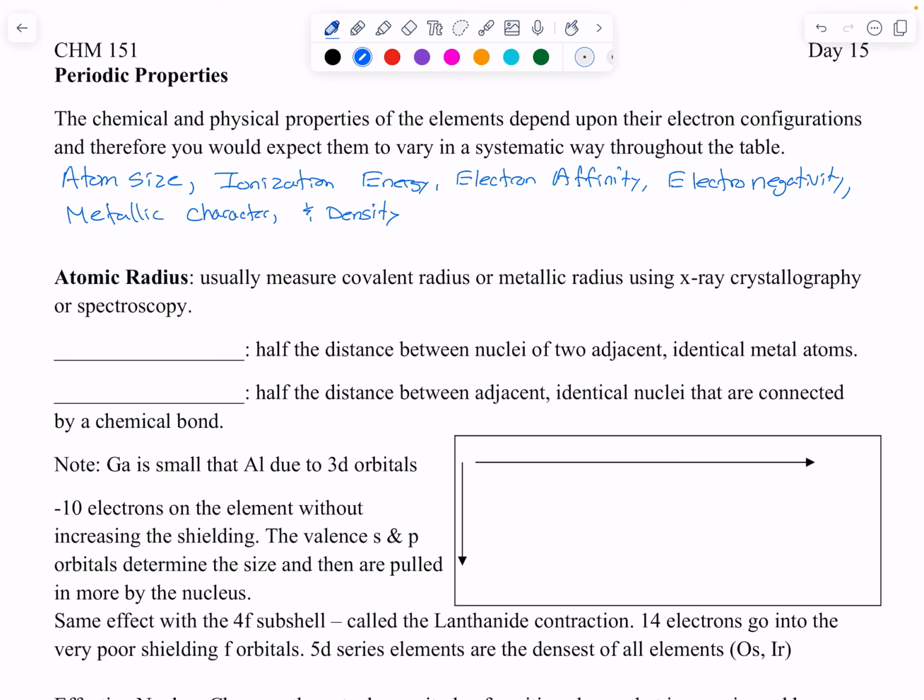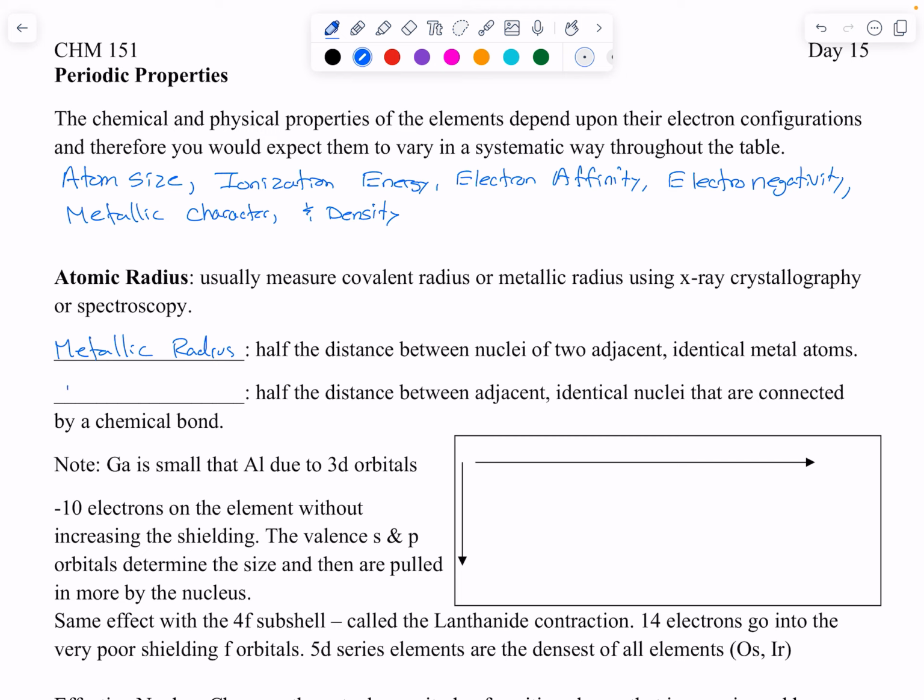We can measure these using various forms of electromagnetic radiation, from X-rays or other light rays, and we can figure out their metallic or covalent radius. The metallic radius is half the distance between two nuclei in the metal. So you take a piece of gold, X-ray, get two nuclei, half the distance between them, that's the metallic radius.